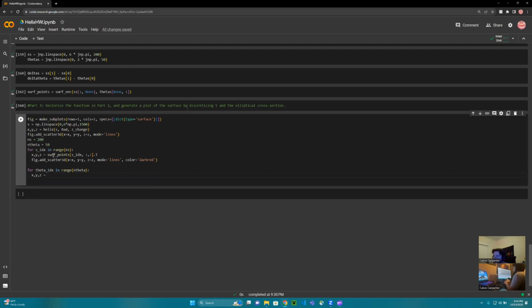Copy and paste this, honestly. We're just doing the same thing for theta, except we're putting it in the second slot instead of the first.